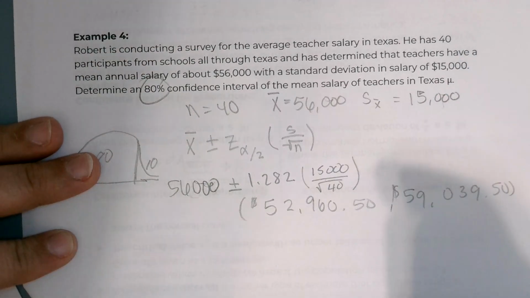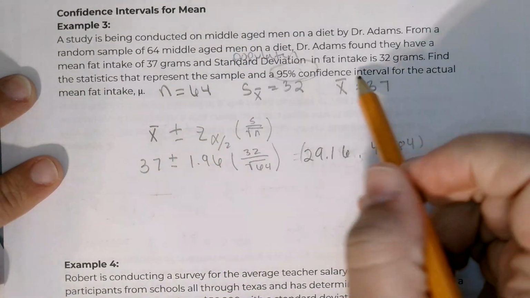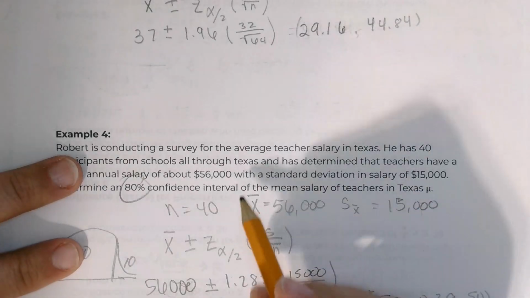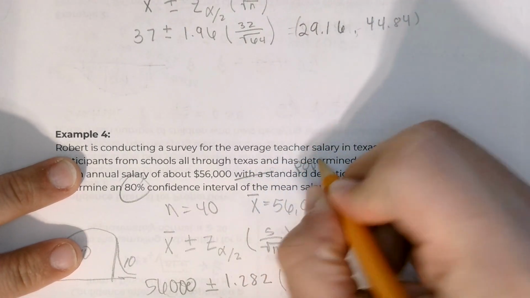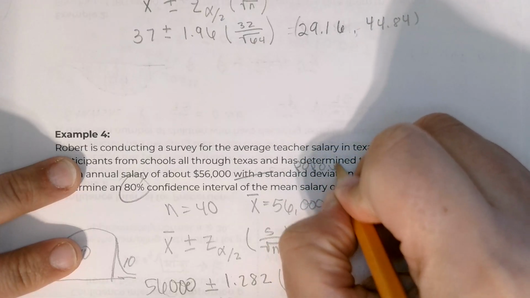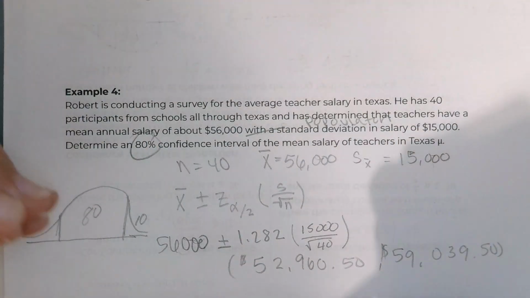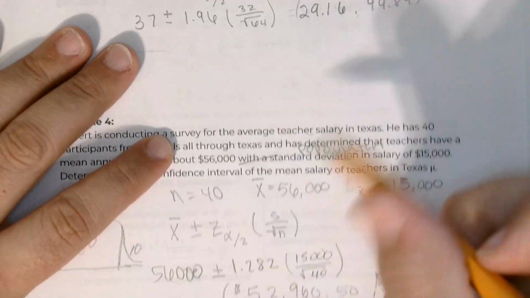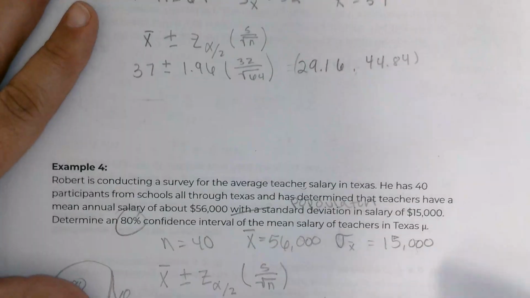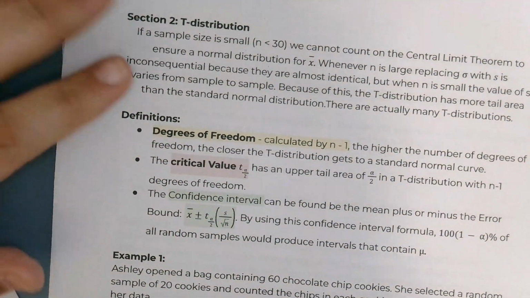I'm just realizing as I finish these problems that these two problems should have said that the population standard deviation of intake fat was 32 grams, and the population salary standard deviation, the standard deviation of the population, not the sample. That's how you know that you can use a normal distribution, because we have an approximate population standard deviation. Now, sometimes you don't, and that's when you have to use a different distribution altogether.